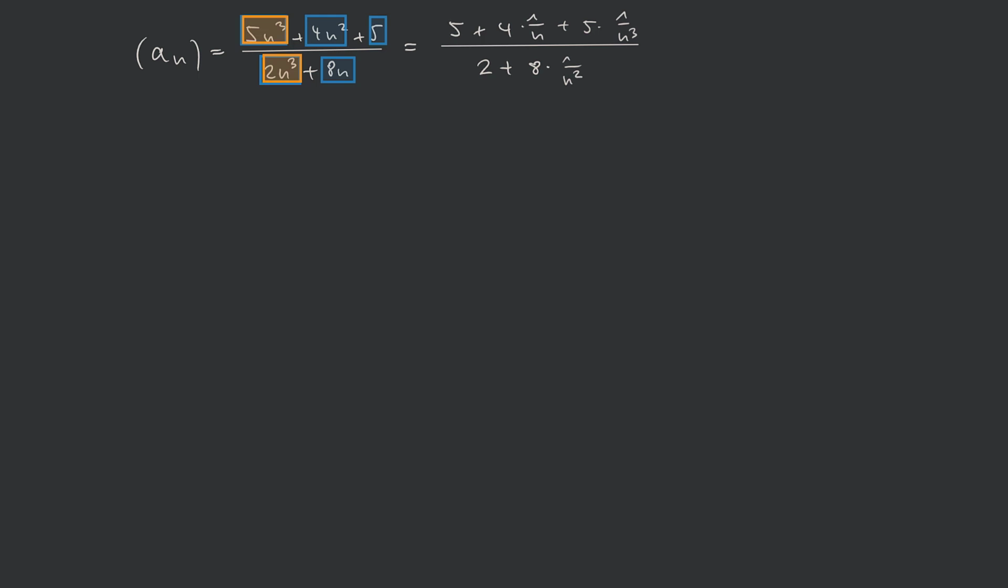So now we're ready to apply the rules for limits. I start with the limit for n to infinity of a_n equals, well, now we replace a_n by the fraction we have just calculated, which is 5 plus 4 times 1 over n plus 5 times 1 over n to the third power divided by 2 plus 8 times 1 over n to the second power.